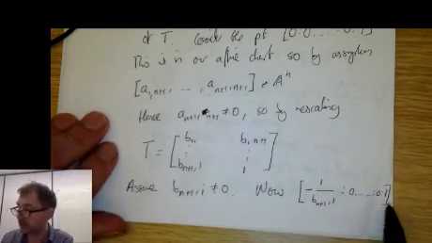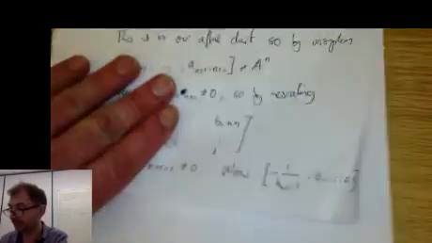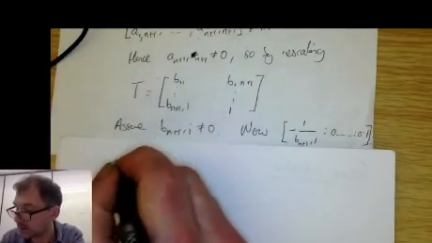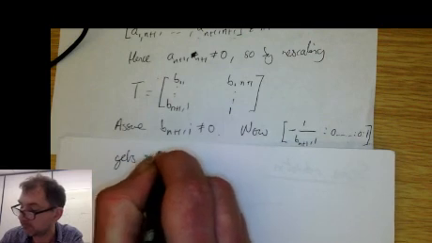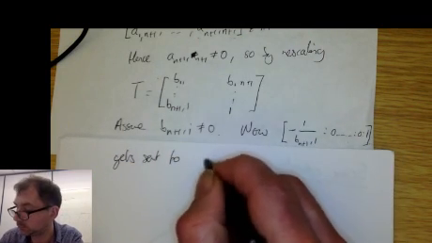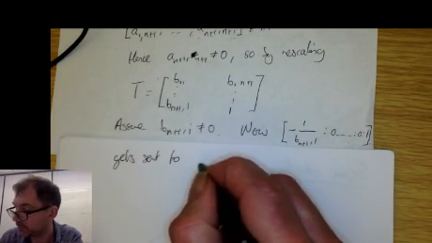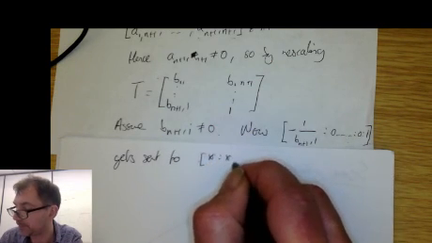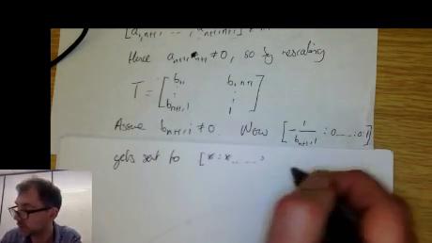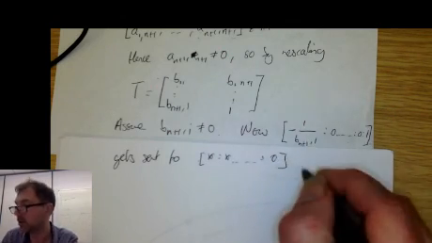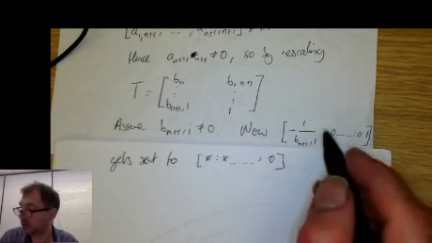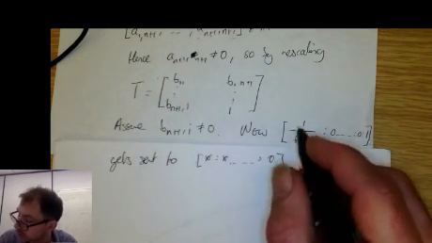But this is a point in the affine chart. So this gets sent to, we don't know what this is, but at the last coordinate we get a 0, which is a contradiction because this is supposed to be in the chart.